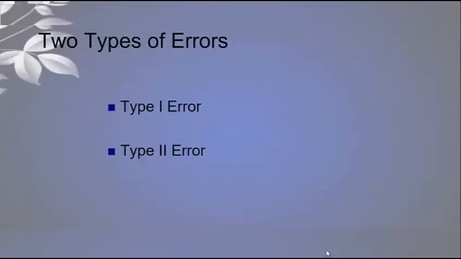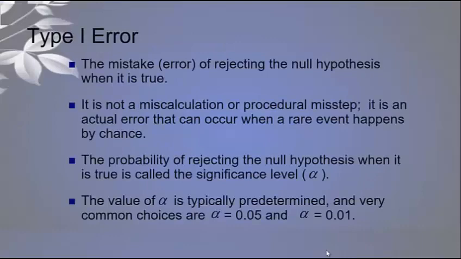Let's have the two types of errors, type 1 error and type 2 error. Type 1 error is the mistake or the error of rejecting the null hypothesis when it is true. It is not a miscalculation or procedural mistake. It is an actual error that can occur when a rare event happens by chance. The probability of rejecting the null hypothesis when it is true is called the significance level, alpha. The value of alpha is typically predetermined, and very common choices are alpha equal to 0.05 and 0.01.